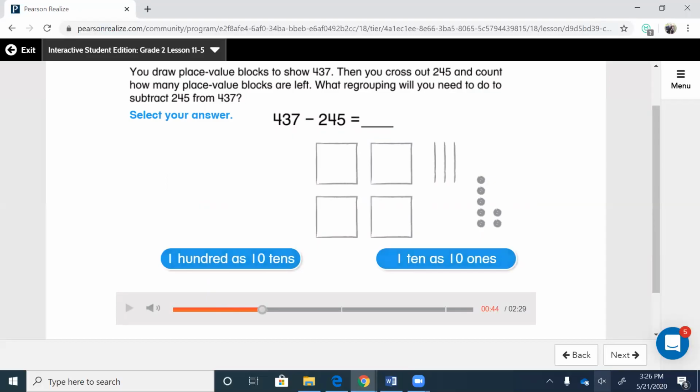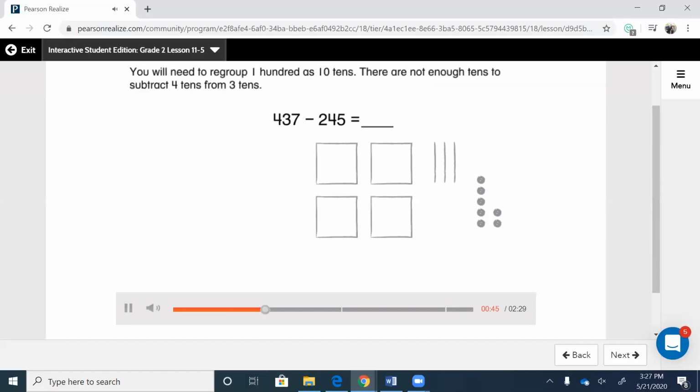All right, so it says, what regrouping will you need to do to subtract 245? So let's see, cross out 200s. We're going to have to take 100 as 10 tens. You will need to regroup 100 as 10 tens.